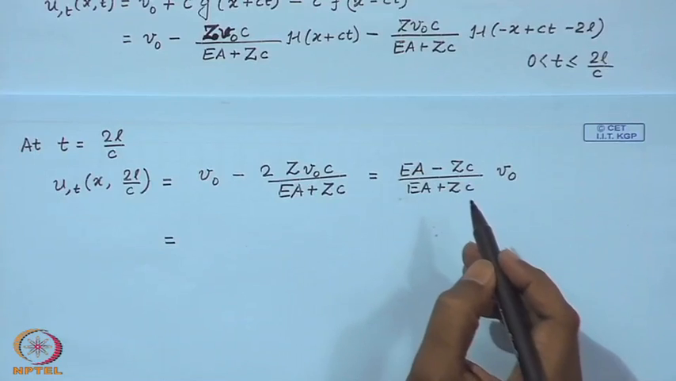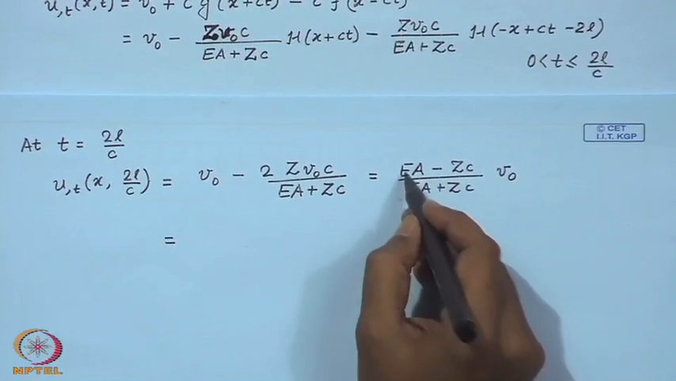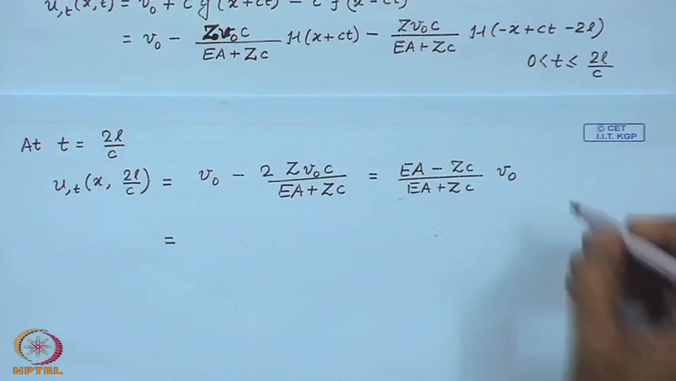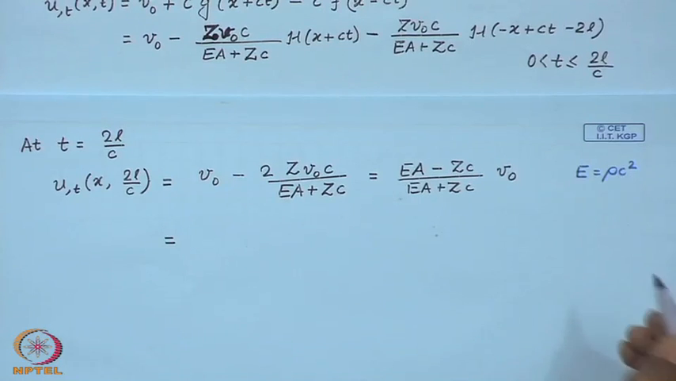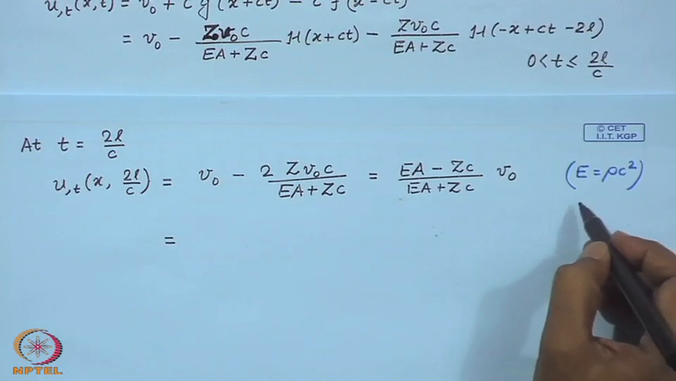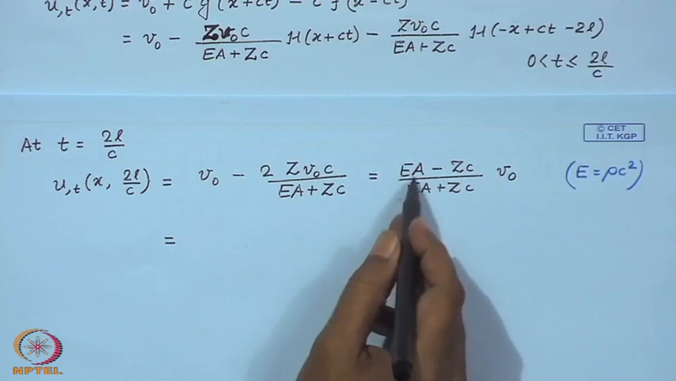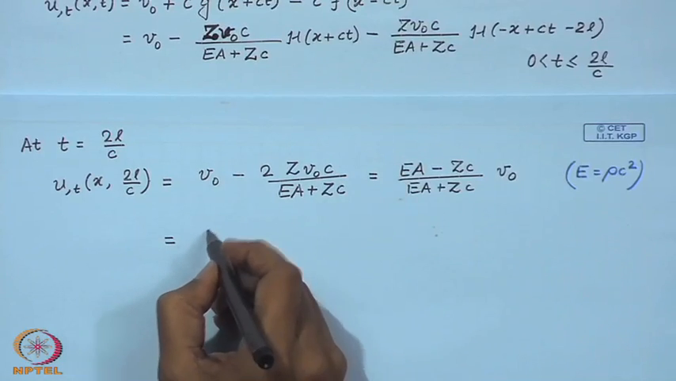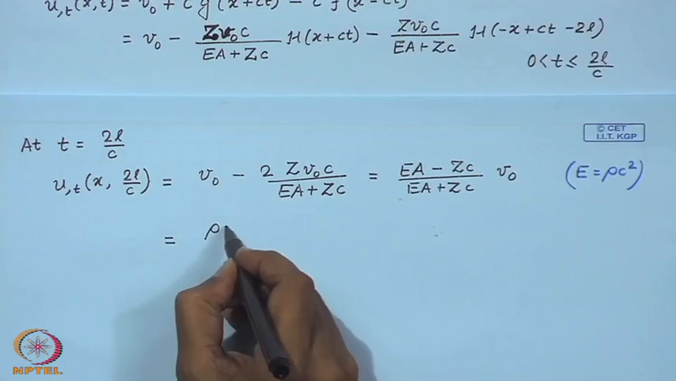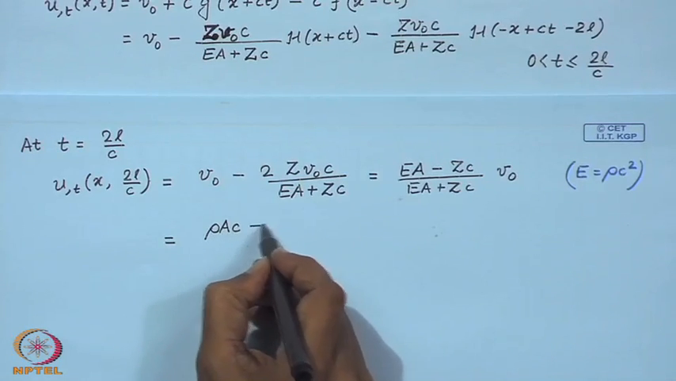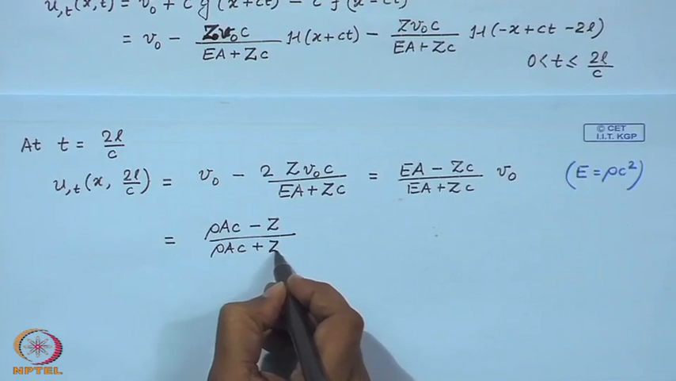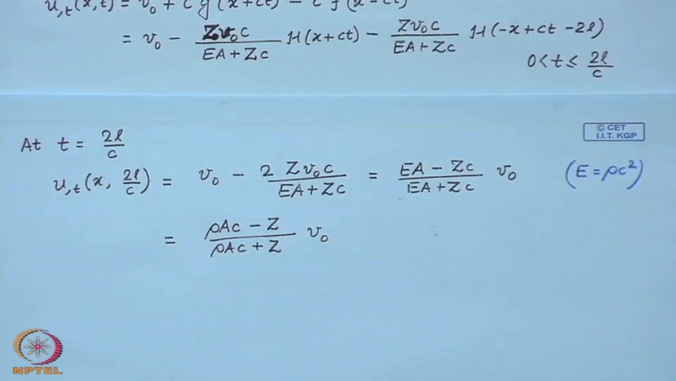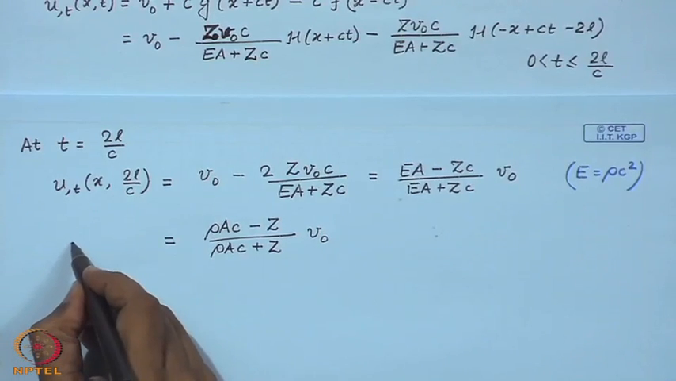Now, EA, or E, can be written as, we know that E over rho is c squared. So, E is rho c squared. If you substitute this here and make some simplifications, this is the velocity field in the bar.